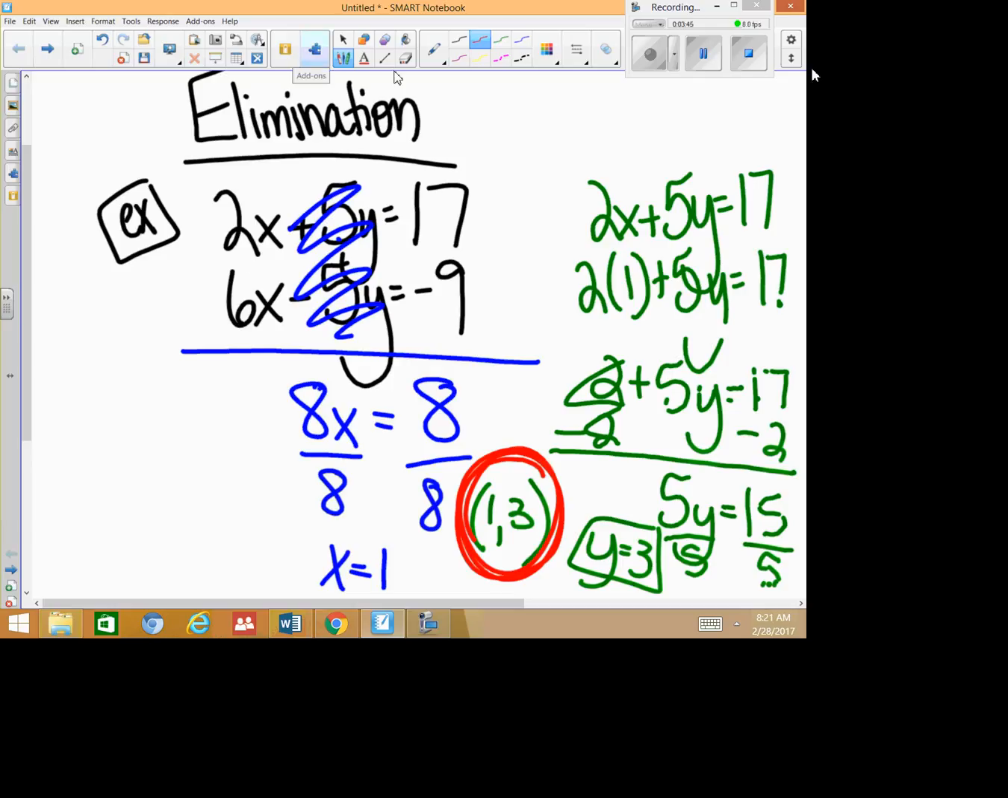There should always be a certain number in each one that will eliminate these. Yes, but it will not always be as easy as that one. Sometimes they won't be the same. You'll have to make them the same. And I'm going to show you those next. Those are the ones that I think are a little harder.